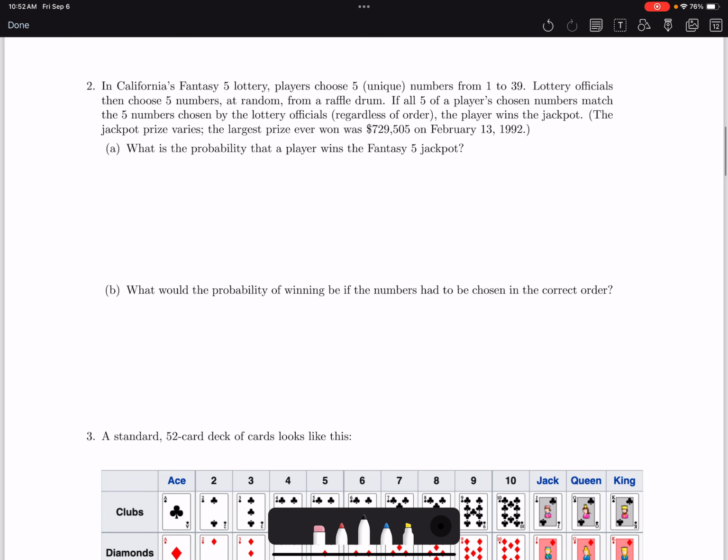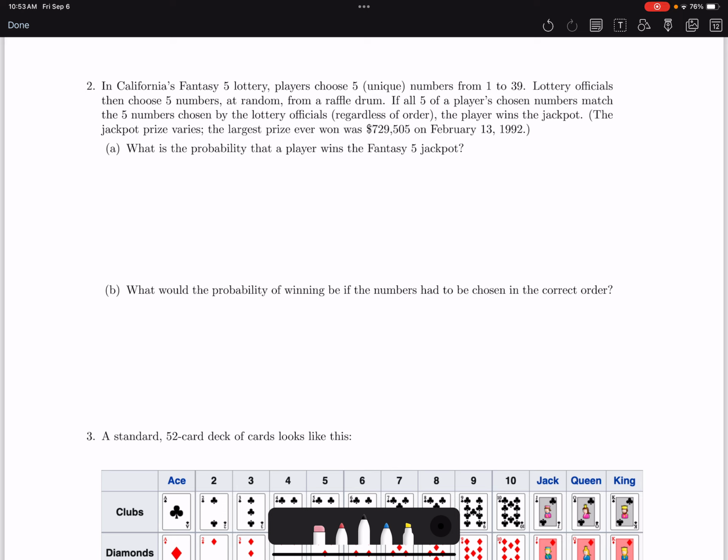Moving on. Here's an example, I think, where we will use some counting techniques. Number 2 says, in California's Fantasy 5 lottery, players choose 5 unique numbers from 1 to 39. Lottery officials then choose 5 numbers at random from a raffle drum. If all 5 of a player's chosen numbers match the 5 numbers chosen by the lottery officials, regardless of order, the player wins the jackpot. Apparently, the largest jackpot ever won in this game was $729,000. So I don't know if that's still true, but it was true at one point.